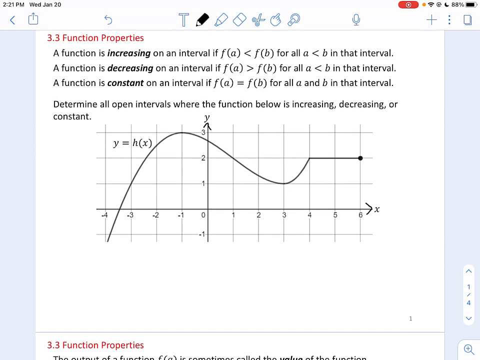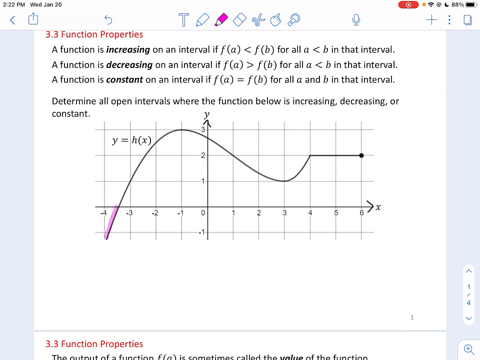Y increases going up. To look at a function like this and to determine where it's increasing and decreasing is rather straightforward. You just imagine that you were walking along the function from left to right, walking this direction. If you're walking uphill, then you're on an increasing portion of the function. If you're walking downhill, you're on a decreasing portion. So notice that from here to here, this portion of the graph is increasing.